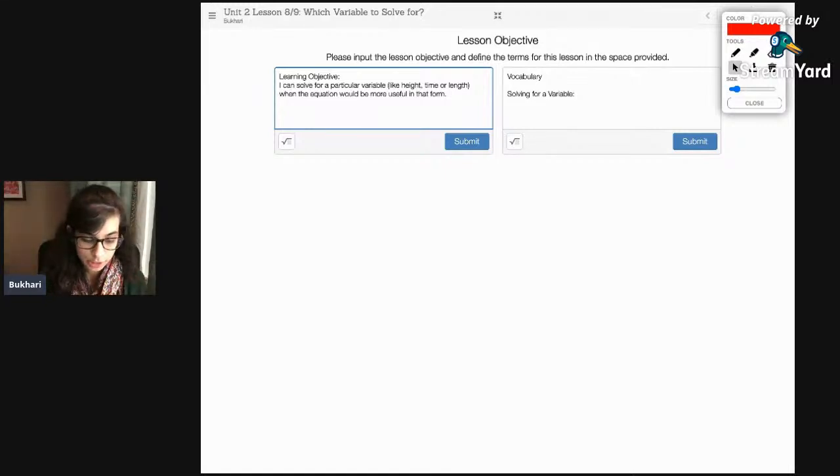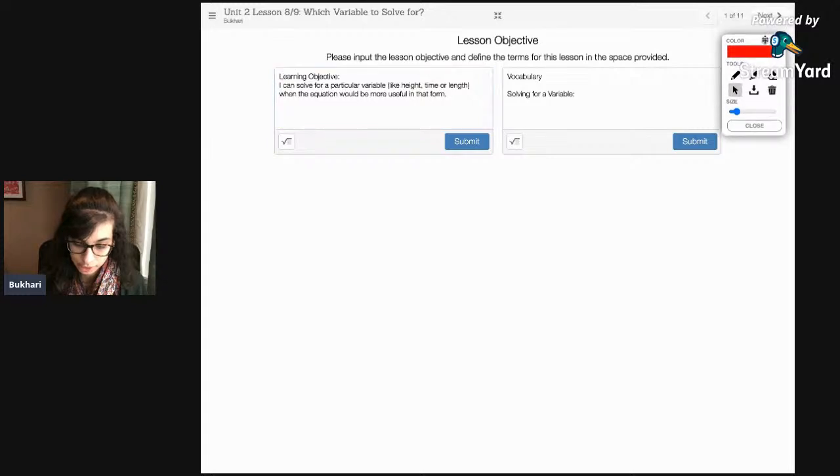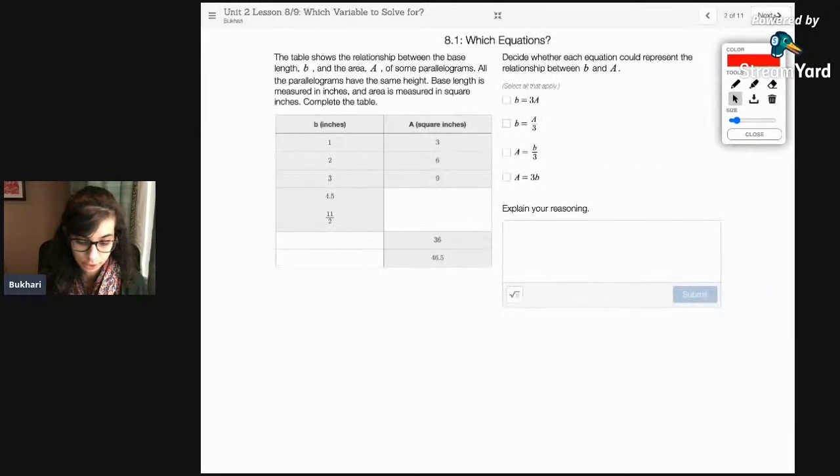So our learning objective today is, I can solve for a particular variable like height, time, or length when the equation would be more useful in that form, right? So I can solve for that variable and know when it is more useful in that specific form. And so our vocab word today is solving for a variable.